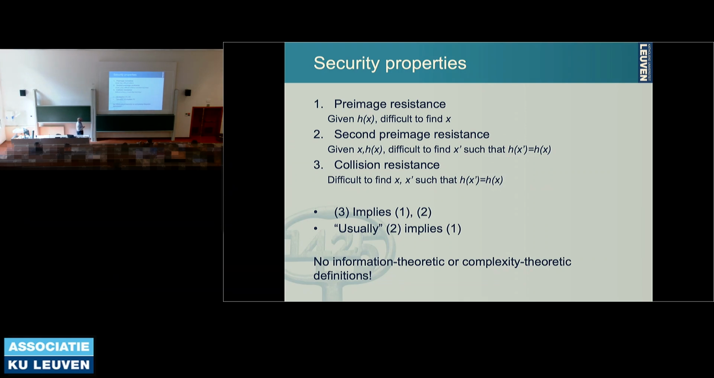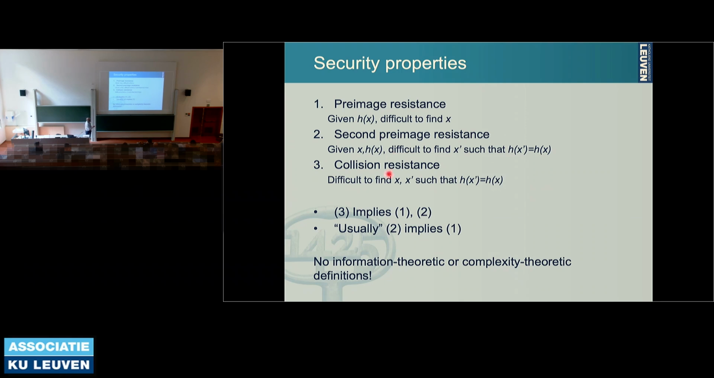But as I should stress, information theoretically, it doesn't make sense, because the pigeonhole principle says that if there are more inputs than outputs, then there must be two inputs going to the same output. And also the concept of, given the output, it's difficult to find the input. In information theory, that doesn't exist, because for an output, you can find an input that goes there.